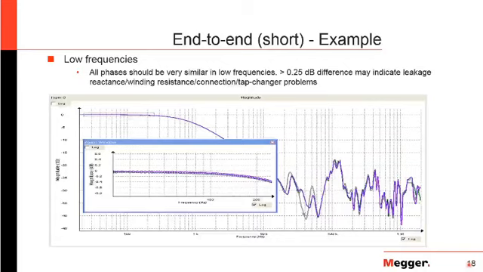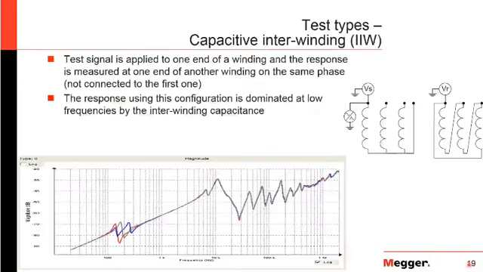If you look at this, at the low frequency, all 3 phases should be very similar, and you really want less than 1/4 dB difference. If you have something greater than that, there might be some kind of leakage reactance or winding resistance type problem there. But you should have a nice flat response for all 3 phases there.